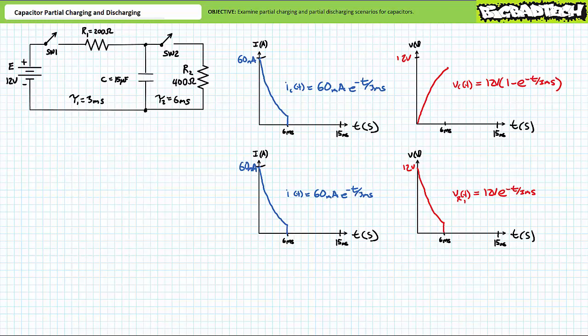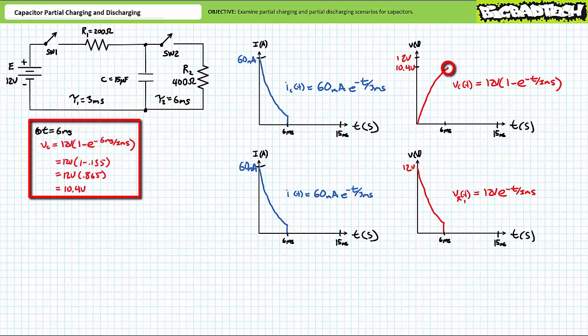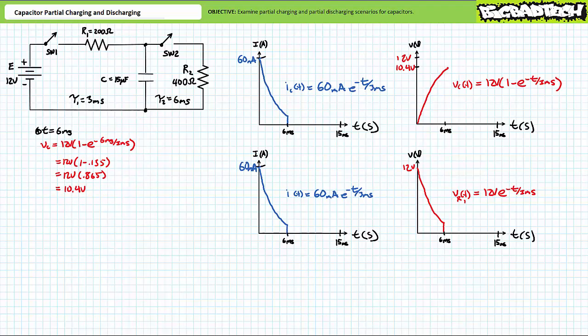Where does a partial charge at 6 milliseconds leave us? This data is easily calculable. Substituting t equals 6 milliseconds into the expression for voltage across the capacitor, Vc of t, yields a final voltage of roughly 10.4 volts. We could substitute t equals 6 milliseconds into the other expressions to solve our other instantaneous values at the end of the partial charge.